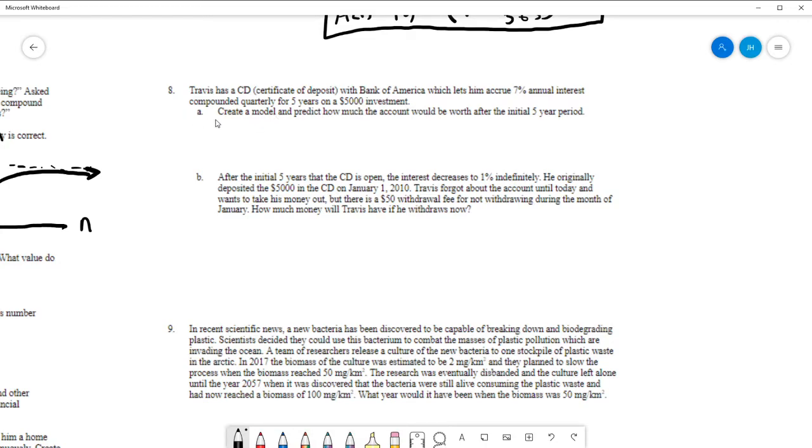So in part A, we made a model and it's just like a lot of the other compound interest problems we've done. We know the principal, we know the interest rate, we know how long, we know how frequently we're compounding it. We can easily make this model and calculate that, right? But I'm going to leave that one up for people to do themselves.